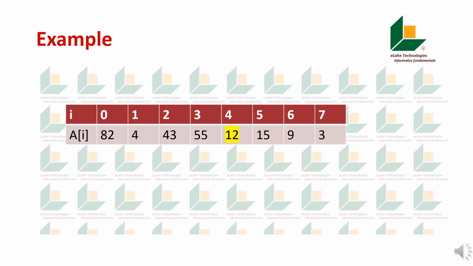12 is not a leader, since it is less than 15. 15 is a leader, since it is greater than all integers to its right. 9 is a leader, since it is greater than all integers to its right. 3 is trivially a leader. In this example, 82, 55, 15, 9 and 3 are leaders.